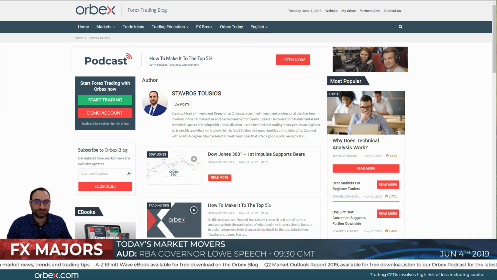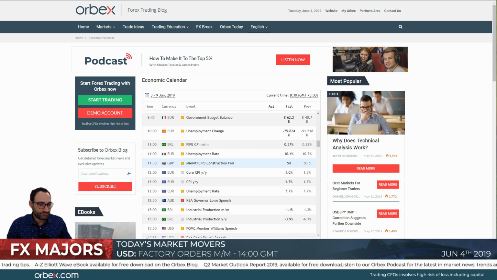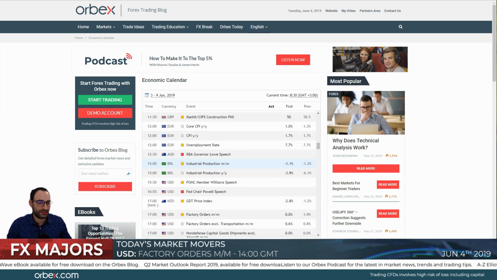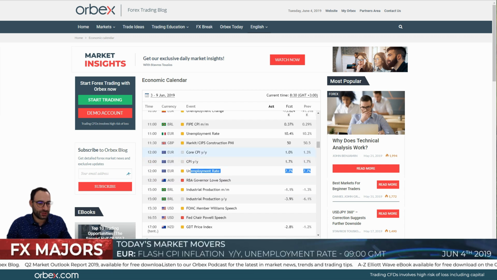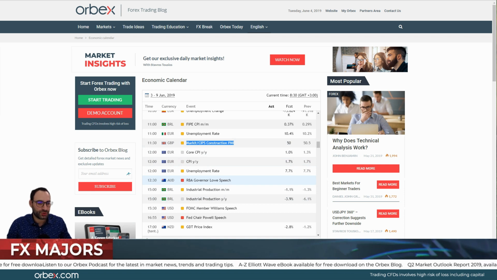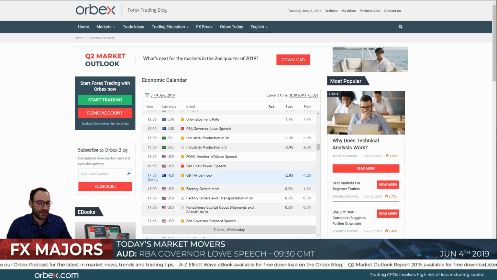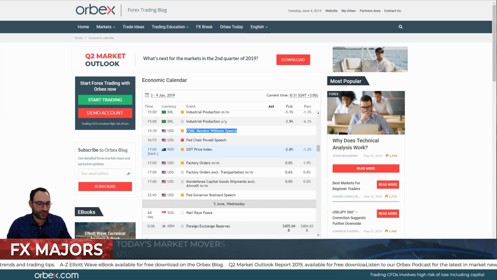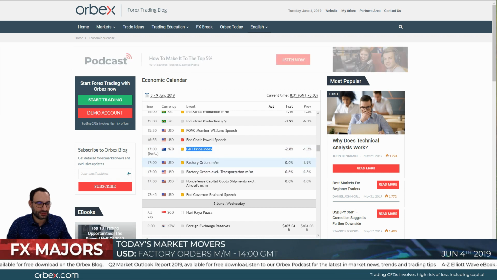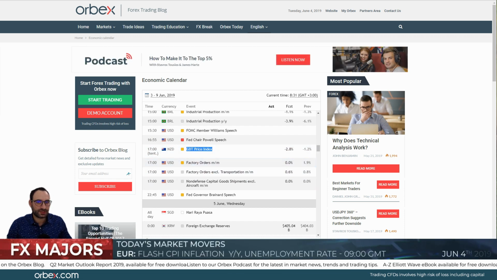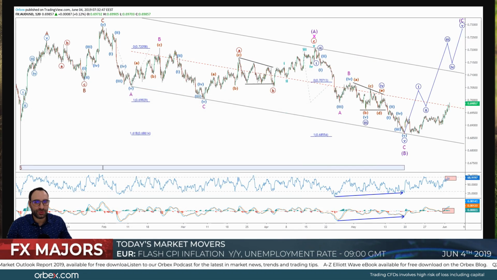On the calendar today, we are expecting some data from Europe, the unemployment rate as well as the core CPI. We have some data from the UK, and that's why we're also going to check what's happening with the pound. Then Fed's Williams and Powell's speech, and later in the evening, factory orders and also New Zealand data, the GDP price index. I want to start, as you probably have realized, with the Aussie dollar.